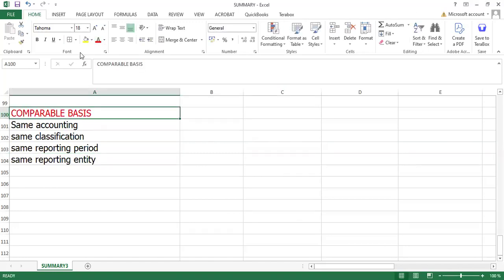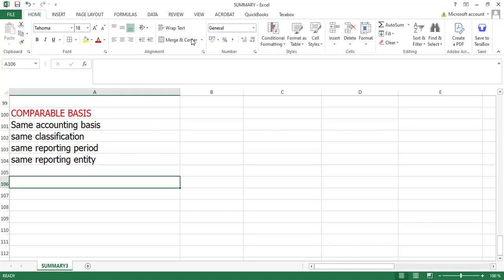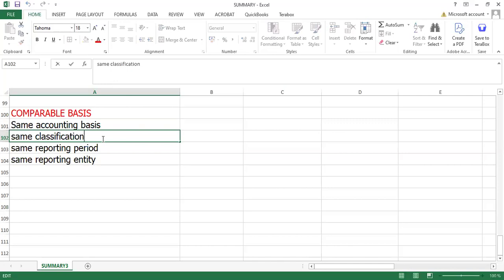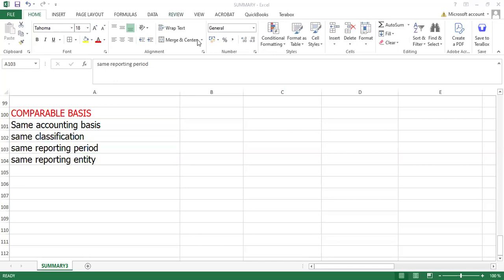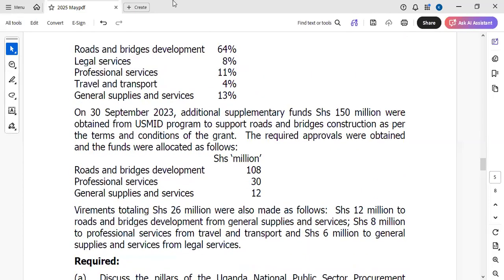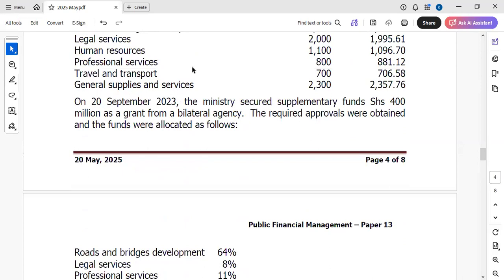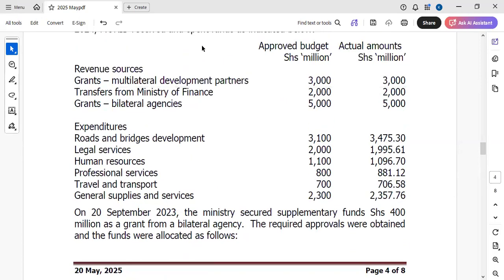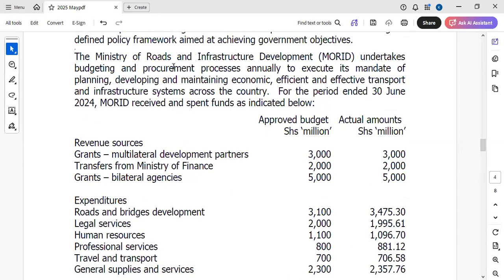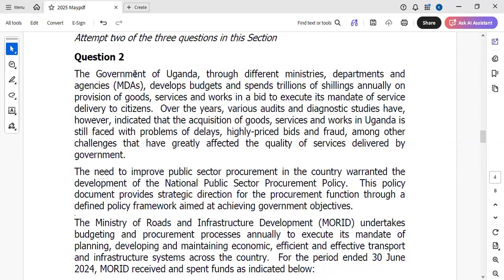Comparable basis. Because if the accounting basis is different, really something can't be comparable. If the classification is different, how you're classifying those items, if the reporting period is different, then it is tricky. We are preparing the budget performance, which is the same as what we have handled, but it's a matter of reading the scenario that we have to be in a position to clear the number.